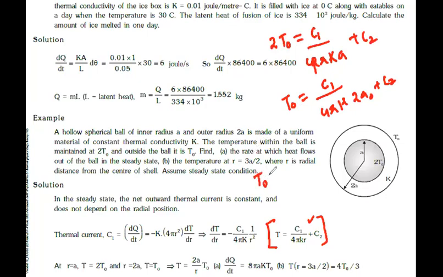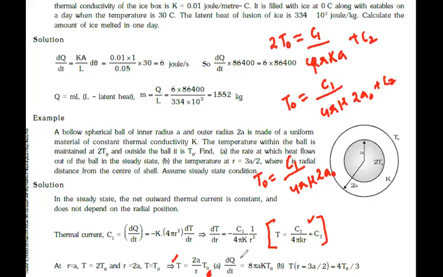So we will get T0 is equal to C1 by 4 pi K into A minus C1 by 4 pi K into 2A. So we will be left with C1 by 4 pi K into 2A, because 1 minus half is half. So from here we can get C1. Now put it in any of the equations, we get C2. After putting C1 and C2, I'll get T is equal to 2A by r T0. Because C1 I got in terms of T0, C2 I got in terms of T0. So I'll get T is equal to 2A by r T0. Got it? Yes or no?